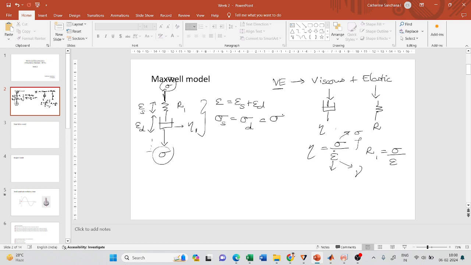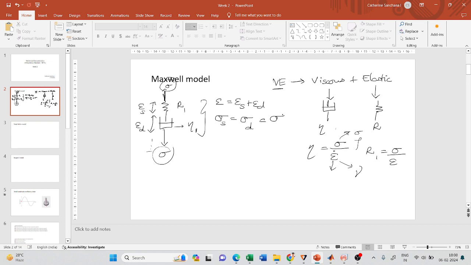Now I have to develop a constitutive relation for this Maxwell model. So what do I mean by a constitutive relation? Any equation that relates stress and strain is called a constitutive equation.